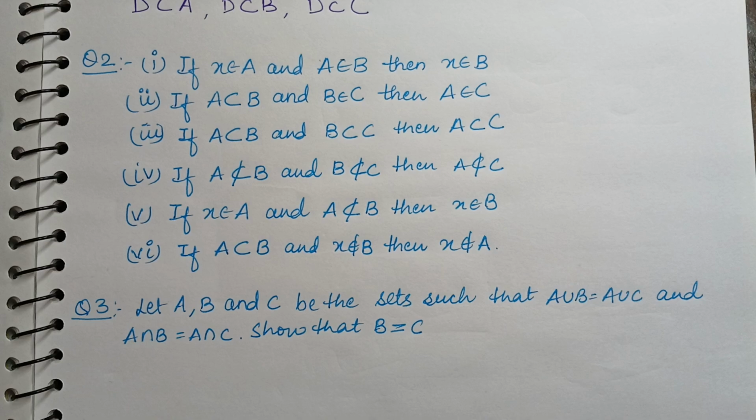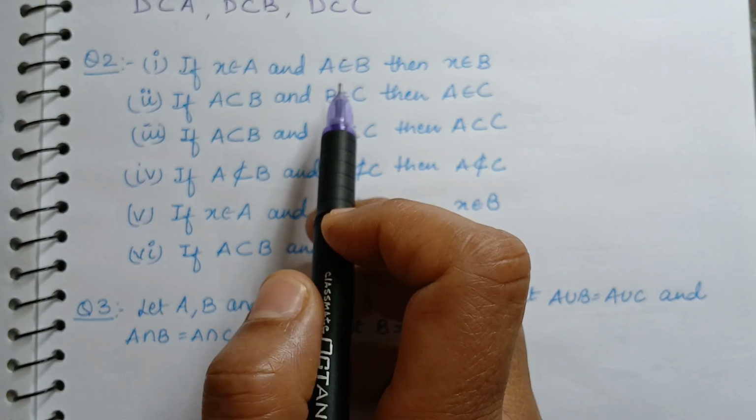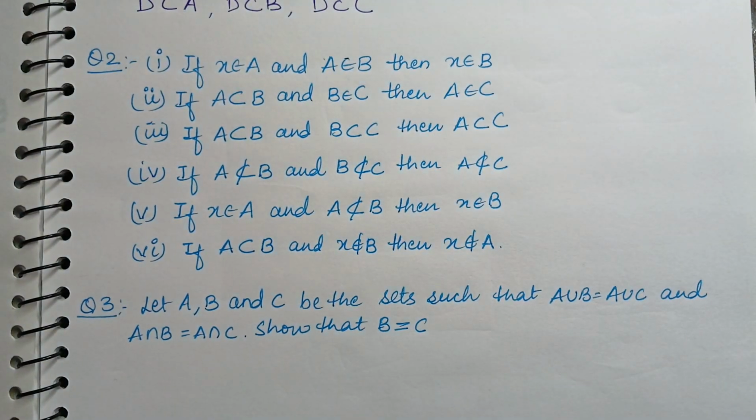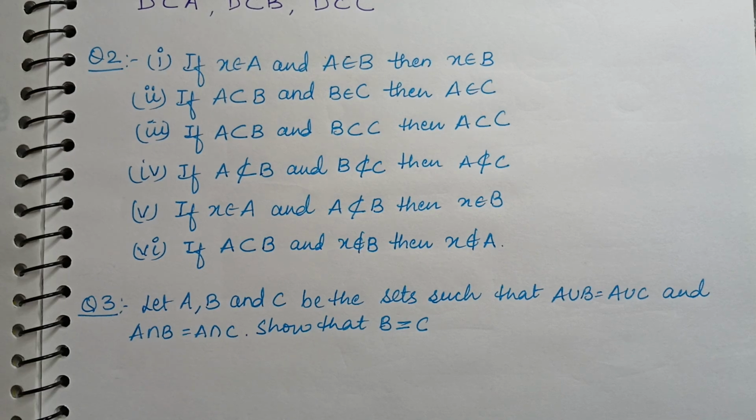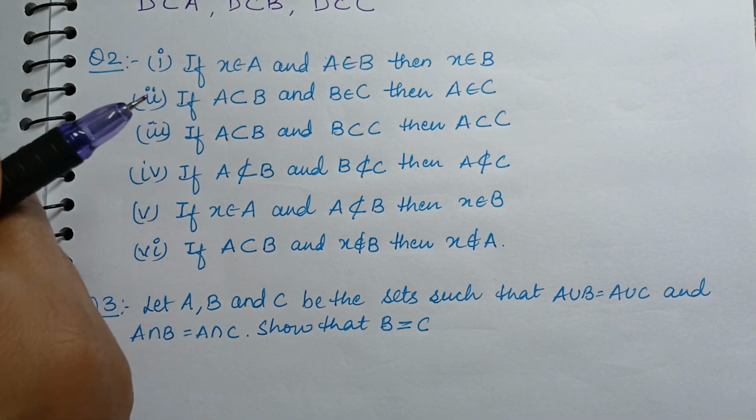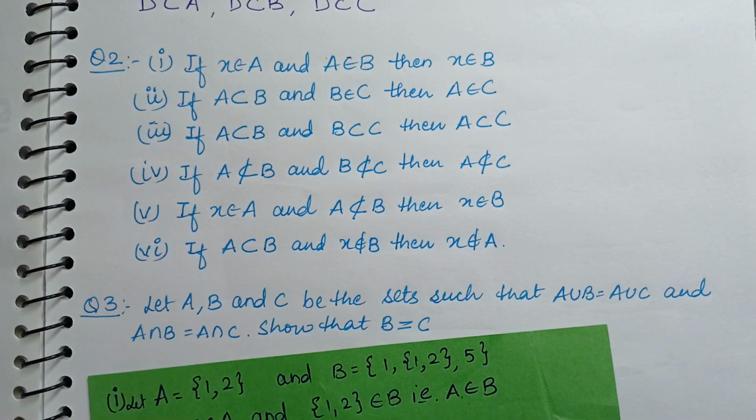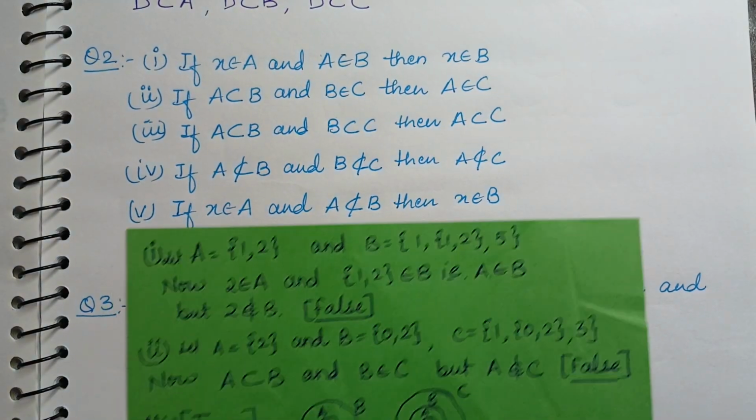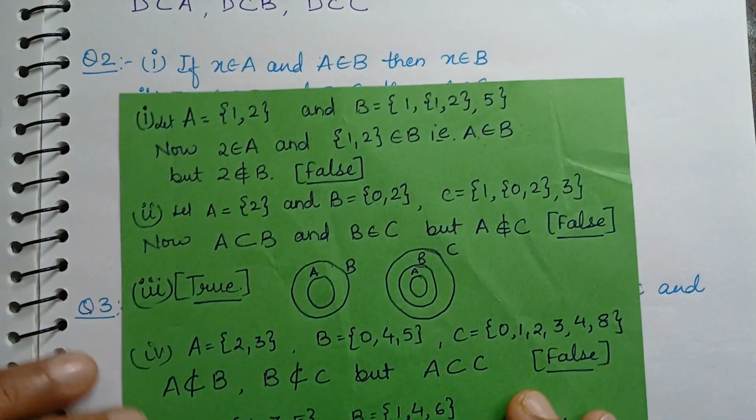Question number 2. If x belongs to A and A belongs to B, then x belongs to B. So we have to say whether it is true or false. If it is false, we need to give the examples. So this statement is false. Let us check with the help of an example.